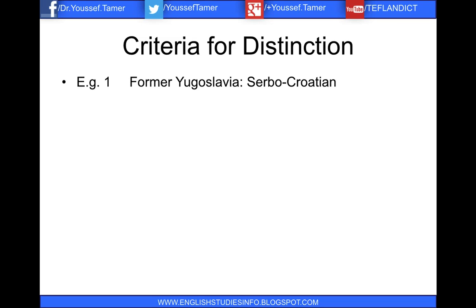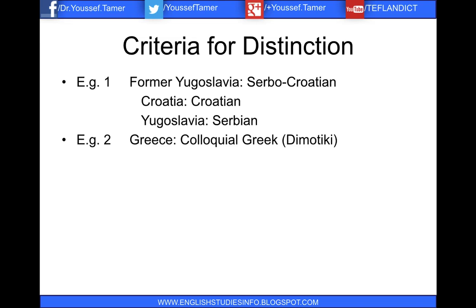Now, we have already seen the example of former Yugoslavia and what happened. Another example is Greece. In Greece also, they chose one dialect, which was stronger in terms of the group speaking it. It was called Demotiki, and this became the national official language for Greece. And now what you call Greek, Greek as a language.